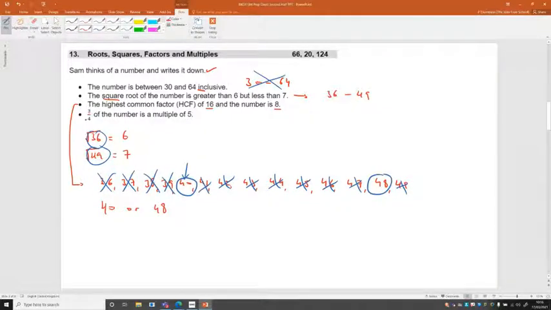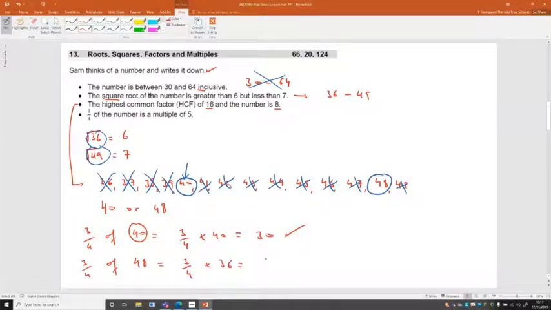And the last thing, 3/4 of the number is a multiple of 5. Well, if we do 3/4 of 40, for example, remember on the calculator you can cheat, can't you? Just do 3/4 times 40. This gives you 30. And is 30 a multiple of 5? Yes, because 30 is in the 5 times table. So I think it's 40, but let's just check 48 as well. Hopefully this will be wrong. 3/4 of 48, I think, is 36.